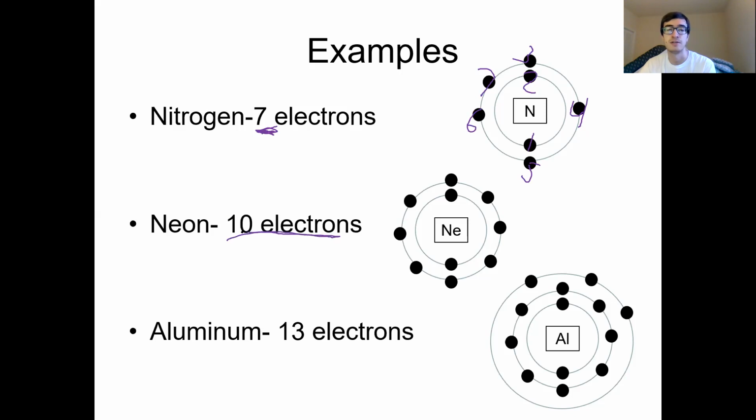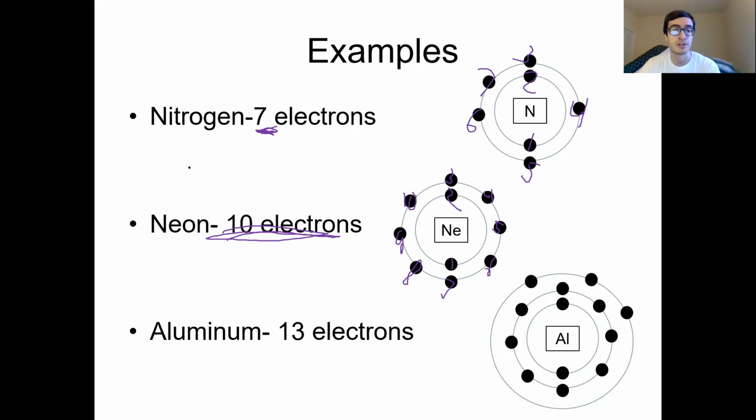Neon has 10 electrons. So we have 2 on that first shell, and then 3, 4, 5, 6, 7, 8, 9, and 10. So neon has 2 on the first shell and a full set of 8 on the second shell. So 10 electrons total means that neon has both shells completely full of electrons.